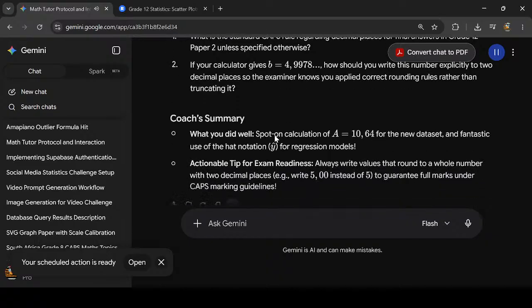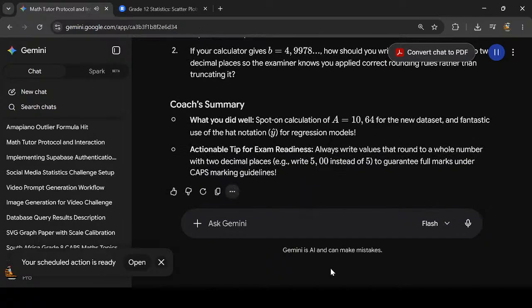Coach's summary. What you did well: spot-on calculation of A equals 10,64 for the new dataset, and fantastic use of the hat notation, hat Y, for regression models. Actionable tip for exam readiness: always write values that round to a whole number with 2 decimal places. For example, write 5,00 instead of 5, to guarantee full marks under CAPS marking guidelines.